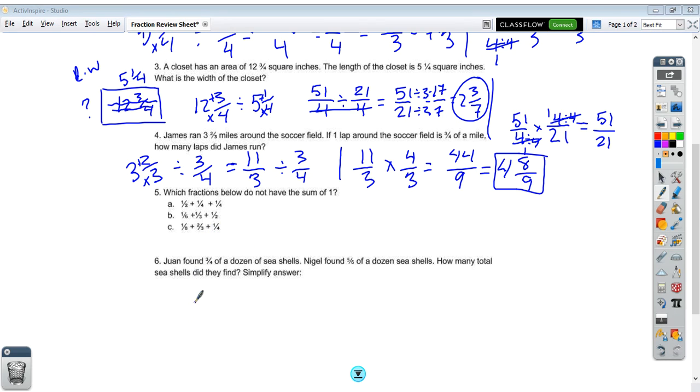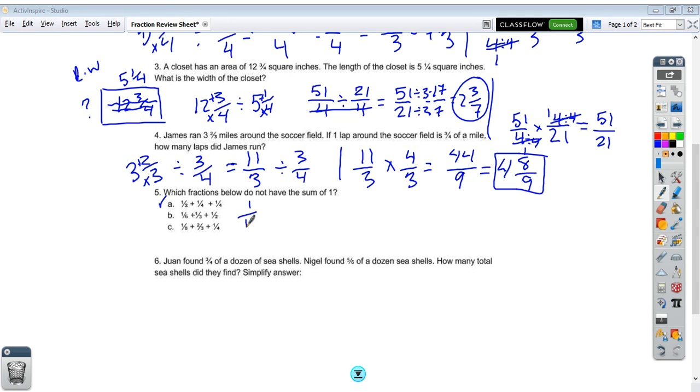Number 5, which fractions do not have the sum of 1? A, I've got half. I like to think of this as money. That's 50 cents. A quarter, that's 25 cents. A quarter, that's 25 cents. Half plus a quarter gives $1. So this works. It makes 1.